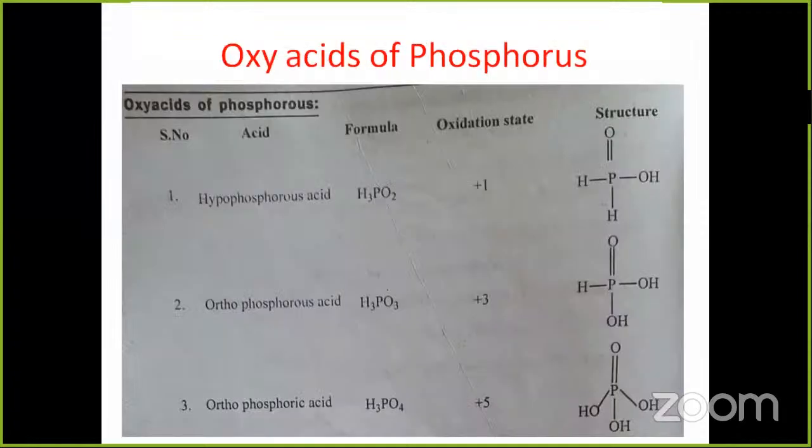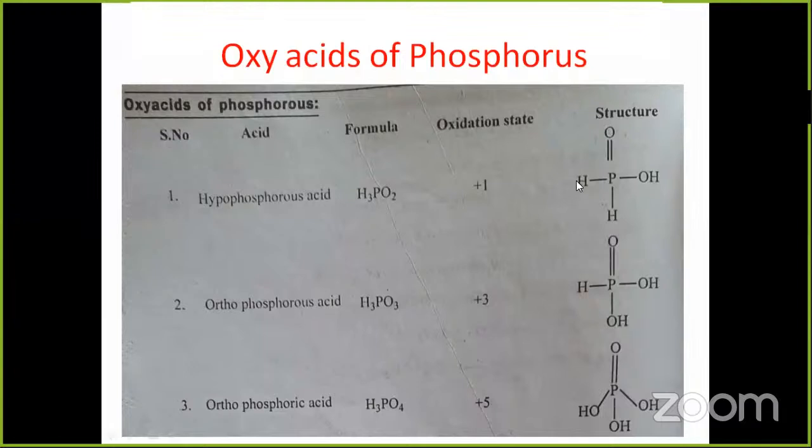Okay, now come to the oxyacids of phosphorus. Nitrogen and phosphorus give around 10 oxyacids of phosphorus, but let's look at a few. The first one, hypophosphorous acid. The formula is H3PO2, the oxidation state of phosphorus here is +1, and this is the structure. It is a monobasic acid. Why? Because only a single OH group is there. That's why it can form only a single salt, so it belongs to the monobasic acids.